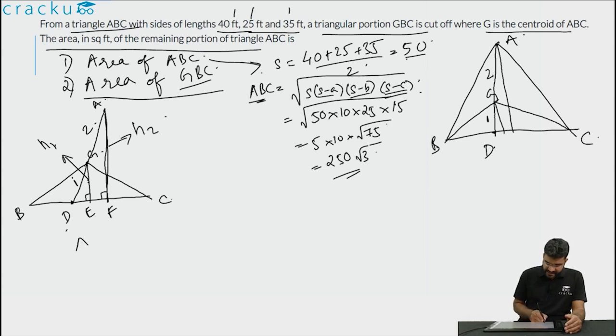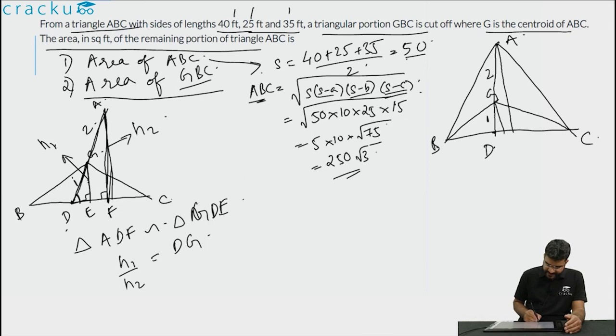Now triangle ADF is similar to triangle GDE, because both of them are right angle triangles which share a common angle D. So both of them are similar triangles. So H1 by H2 will equal DG by AD.